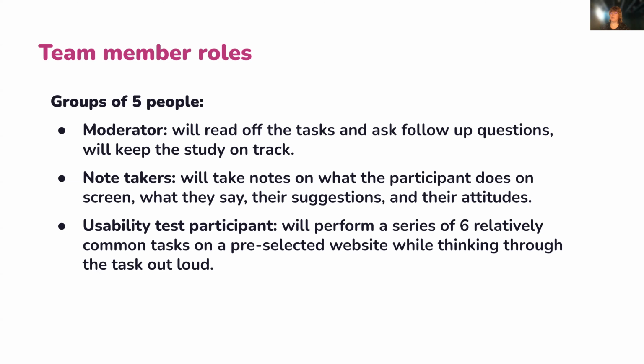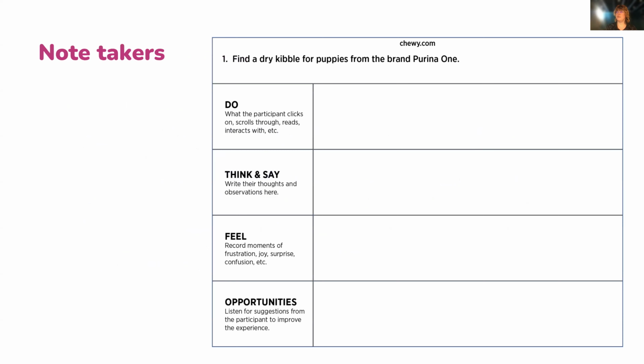There will also be usability test participants, 1 in each group. You will perform 3 relatively common tasks on the website while thinking through the task out loud. And the rest of the people in the group are note takers, and they will take notes on what the participant does on the screen, what they say, their suggestions, and their attitudes.